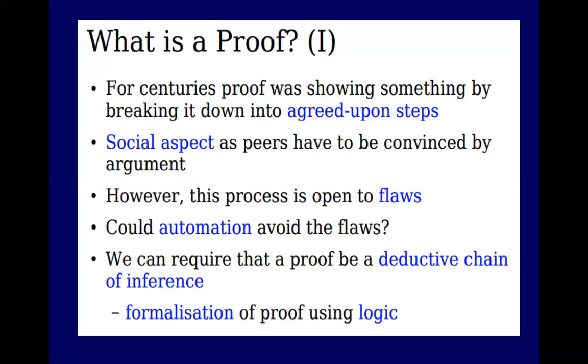However, this process is open to flaws. Now, could automation avoid the flaws? We can require that a proof be a deductive chain of inference: formalization of proof using logics.